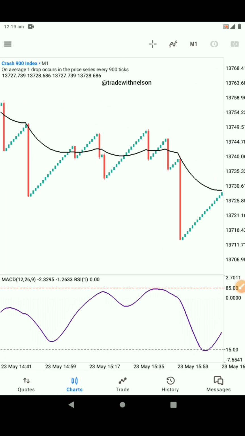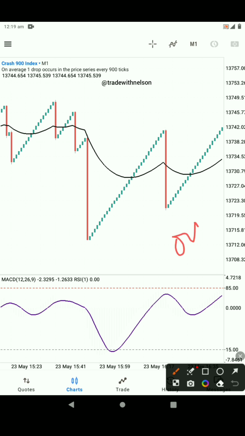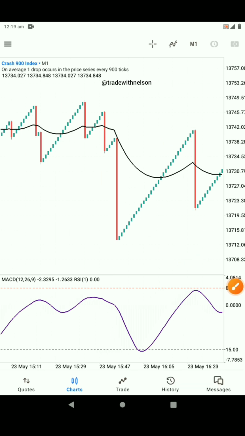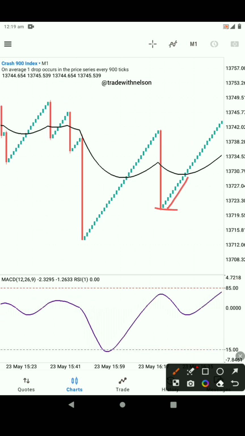So this is the Crash 900 market. What you are looking for is the same thing over and over again. You don't have to change anything. You just have to stick and follow the rules. Spike to the downside, pushes the MACD into the 15 level. This is the crash market. Generate up candles above this moving average. You have a spike. Once you have this spike, you enter your buy and then you count your 5 candles.